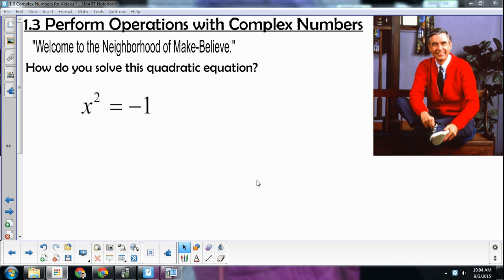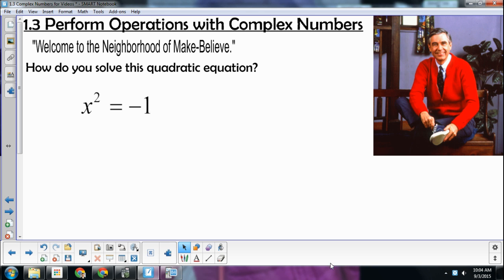Algebra students, in today's mini lesson, we are going to be going to the neighborhood of make-believe. Thus, you see Mr. Rogers over here smiling at us. We'll have to do that because we're going to be asked to solve a quadratic equation like the one you see right here. x squared is equal to -1.